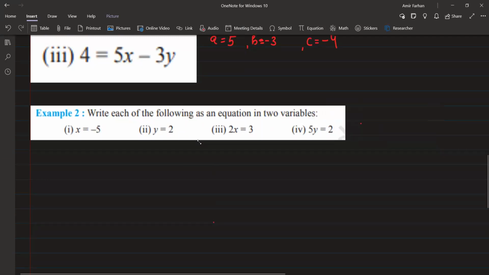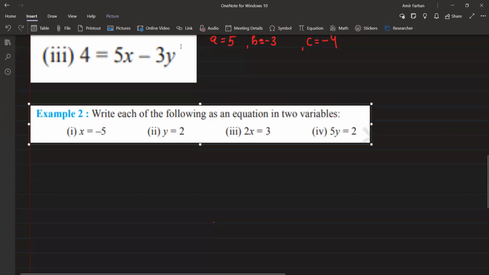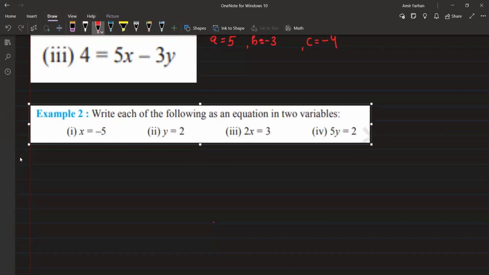So this is our one example. We have to write these equations in two variables. So basically, x minus 5 equals 0, or x equals 5. Can I write this as x plus 0y equals to plus 5? Only we have just shifted the 5. Clear? Yes.